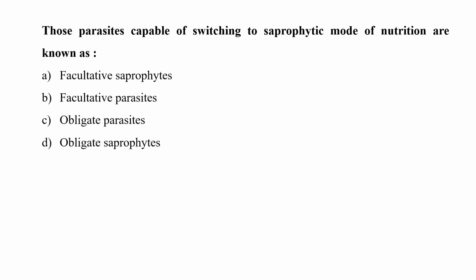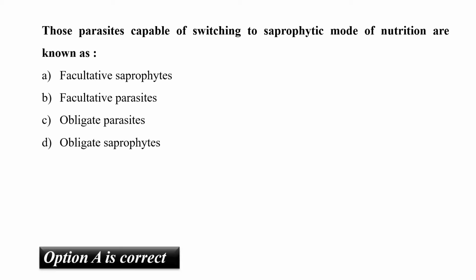Our next question is, those parasites capable of switching to saprophytic mode of nutrition are known as. The correct answer to this question is option number A, facultative saprophytes. A facultative saprophyte is an organism that generally obtains nutrition from living matter, but can obtain even from the dead organic matter too.